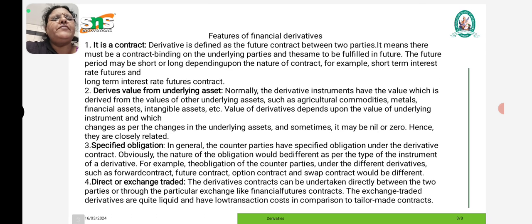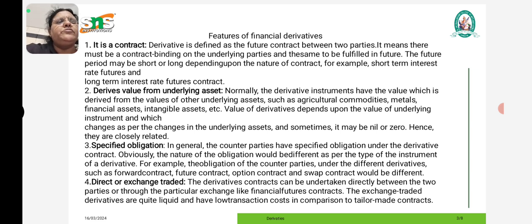So, features of a financial derivative. It is a contract. Derivative is defined as a future contract between two parties. It means there must be a contract binding the underlying parties and the same to be fulfilled in future. The future period may be short or long depending upon the nature of contract. For example, short-term interest rate futures and long-term interest rate futures.